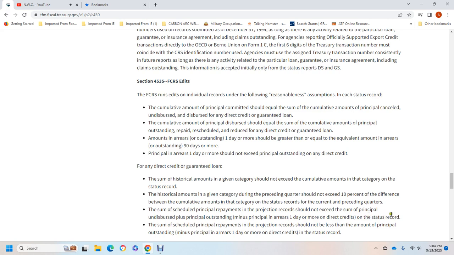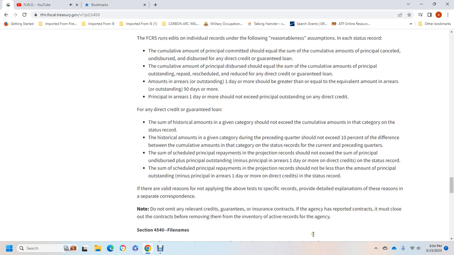The direct credits for the staff of the record: the sum of scheduled principal repayment of the projection record should not be less than the amount of principal outstanding minus principal in arrears of 1 day or more of direct credits in the staff's record. If there are valid reasons for not passing the above test on a specific record, provide a detailed explanation for these reasons separately with the correspondent. Do not omit any relevant credit guarantee or insurance contracts.